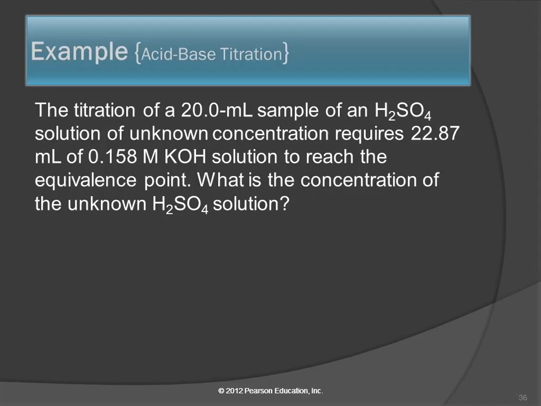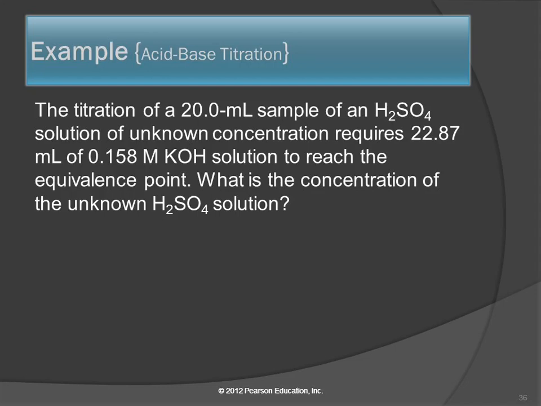So let's do an example of a calculation, and you'll need to do a calculation like this for lab today. So the titration, which is just a technique, of a 20 ml sample of an H2SO4 solution of unknown concentration requires 22.87 milliliters of 0.158 molar KOH solution to reach the equivalence point. What's the concentration of the unknown H2SO4 solution?